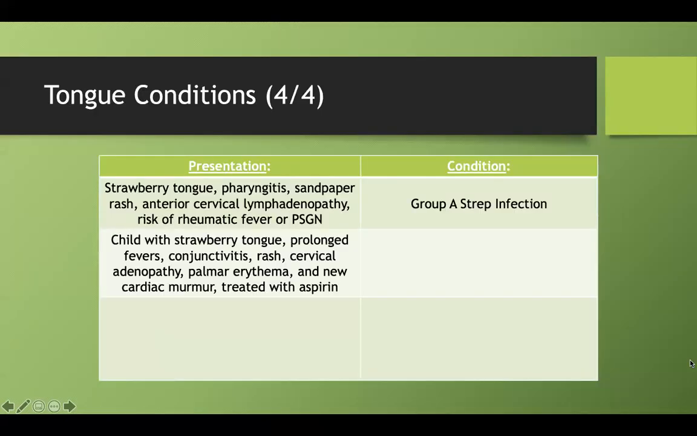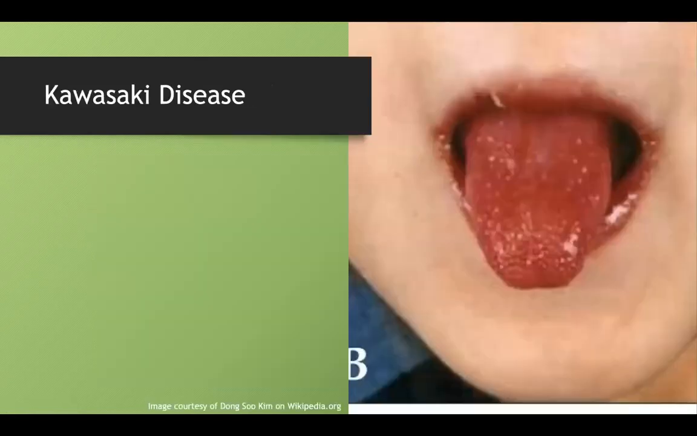Now, contrast that with this. What if you have a child with a strawberry tongue, but they also have prolonged fevers, conjunctivitis, a rash, cervical lymphadenopathy, palmar erythema, so their hands are red, a new cardiac murmur, and you usually treat this disease with aspirin. Anybody know what that is? That is Kawasaki disease. Here's Kawasaki disease.